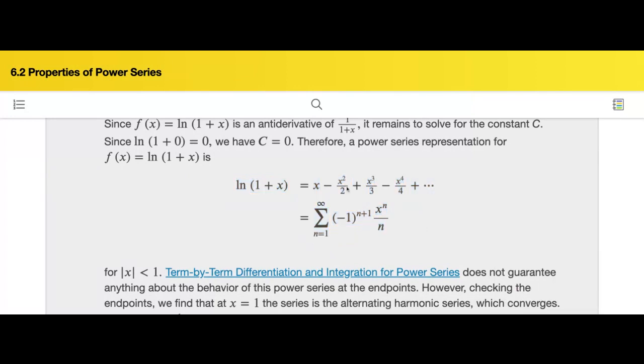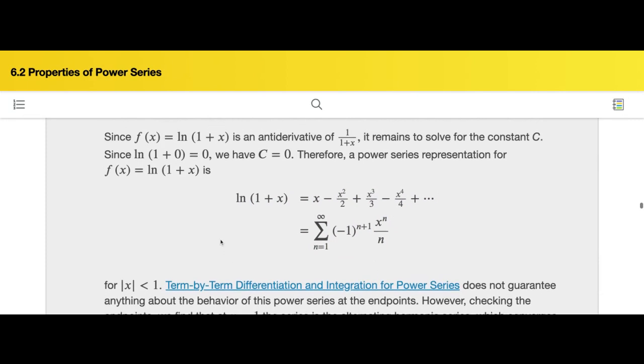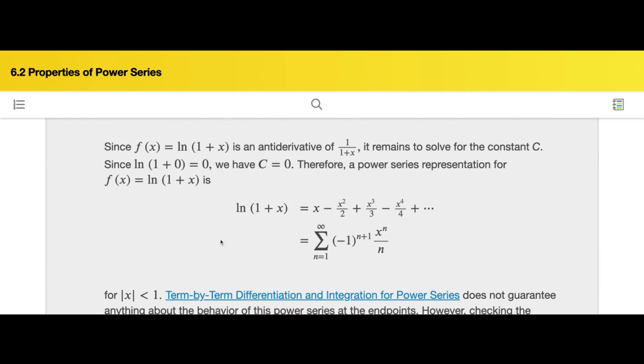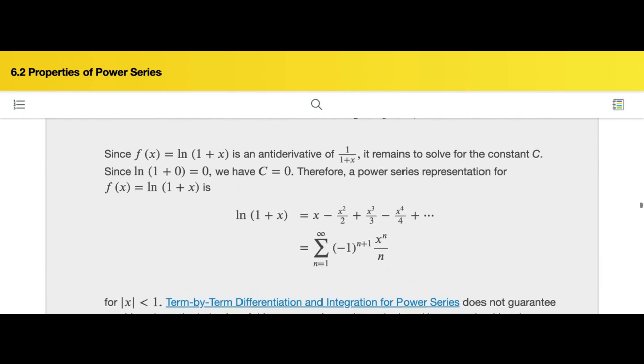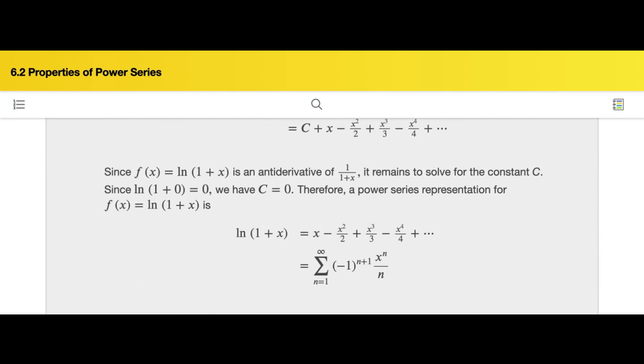Then we see the term, we have x raised to n over n, right? That's the nth term, because the first term will be x raised to 1 over 1. The second term will be negative 1 raised to 2 plus 1, which is negative 1, then x raised to 2 divided by 2. So this is how to integrate a power series. This is one of the examples. Anyone has any questions?